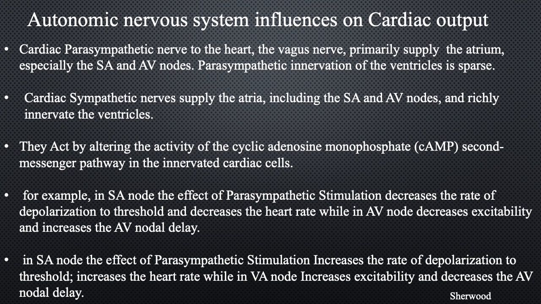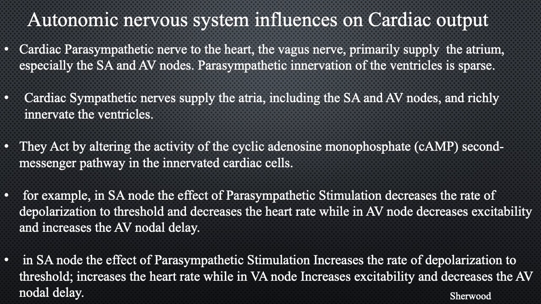Acetylcholine released from the vagus nerve binds to the muscarinic cholinergic receptor and is coupled to an inhibitory G protein that reduces the activity of the cyclic adenosine monophosphate. By contrast, the sympathetic neurotransmitter norepinephrine binds with the beta-1 adrenergic receptor and is coupled to a stimulatory G protein that accelerates the cyclic adenosine monophosphate in the target cells.